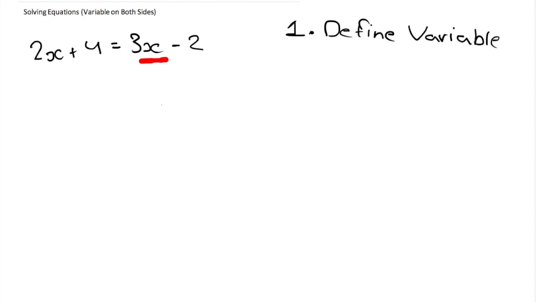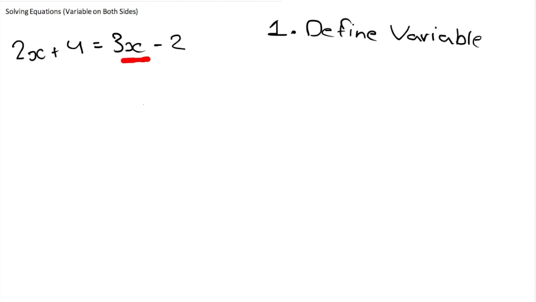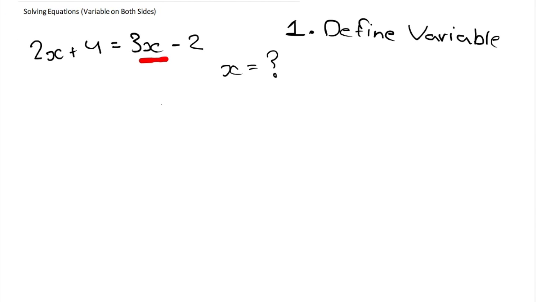This basically means we're trying to get x is equal to something, instead of 2x plus 4 is equal to 3x minus 2. When we're doing this, we need to remember that everything that we do to one side of the equation, we have to do to the other side of the equation as well. So the second thing we need to remember is to balance both sides of the equation. This ensures that the equation stays the same.